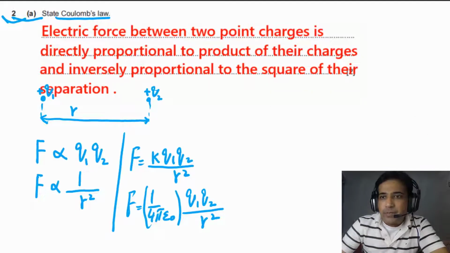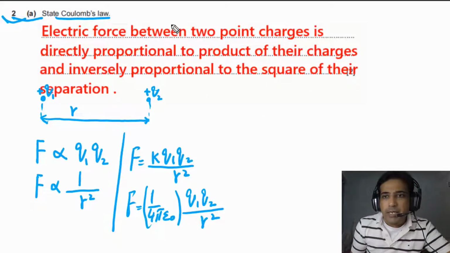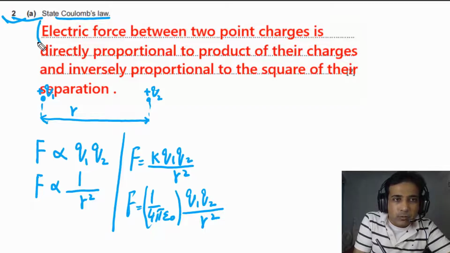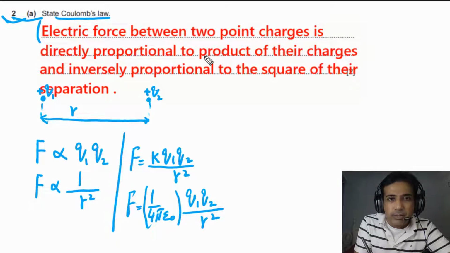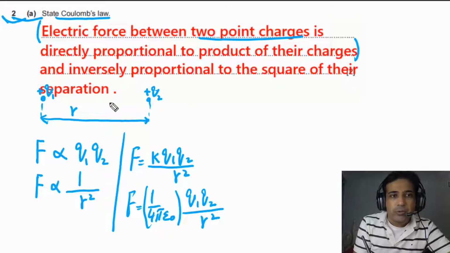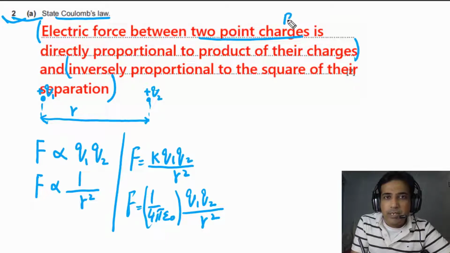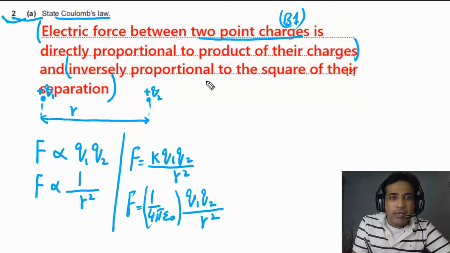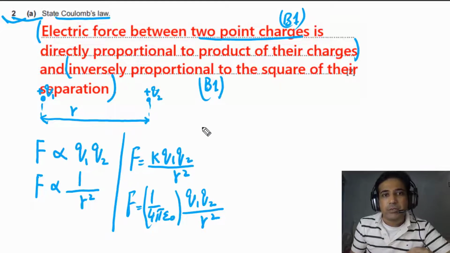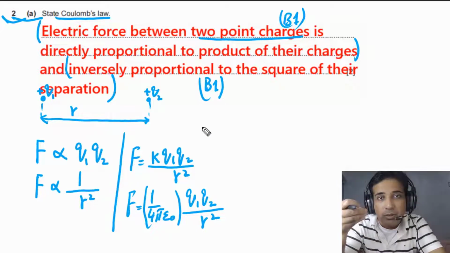This is how you can write down your answer, and in your answer, if you have mentioned electric force between 2-point charges is directly proportional to the product of the charges, you have to mention 2-point charges. This is a very important point. And inversely proportional to the square of the separation. You will get 2 marks. First one has 1 mark, this is B mark, and the second point also has 1 mark, that is also B mark. So this is how marks will be awarded, and this is how you can state Coulomb's law.